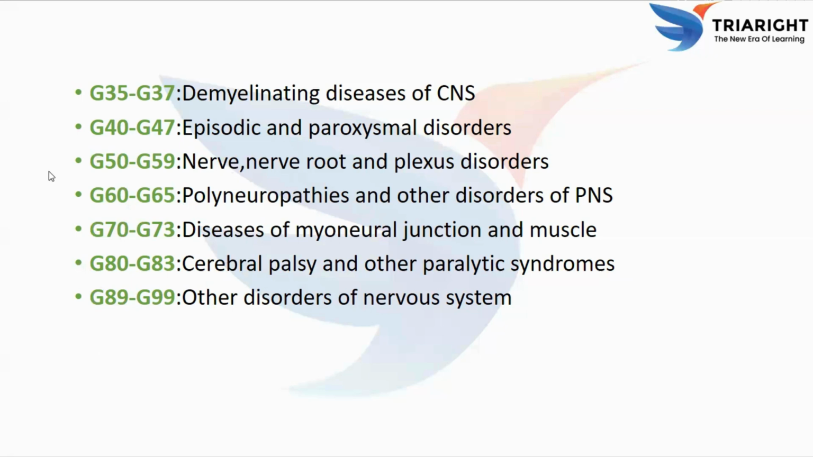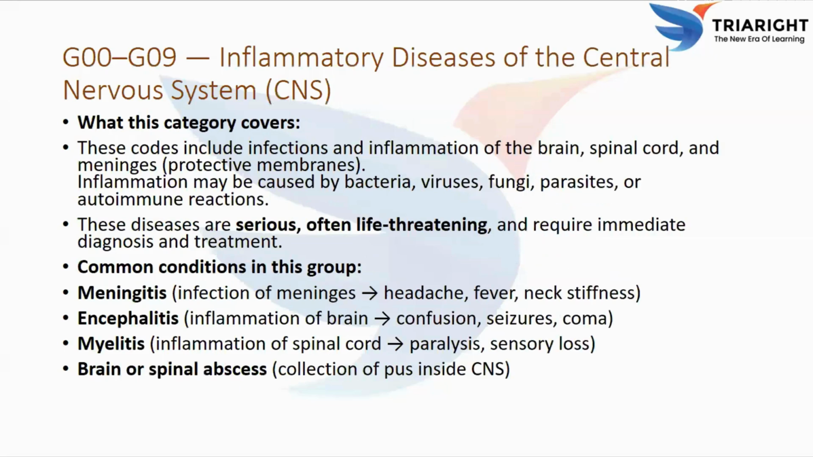For example, chronic pain syndrome, it is G89. So let's discuss the deep classification of the diseases. When coming to G00 to G09, what does this category include? This ICD-10-CM category includes diseases where the brain, spinal cord or meninges become inflamed, right?